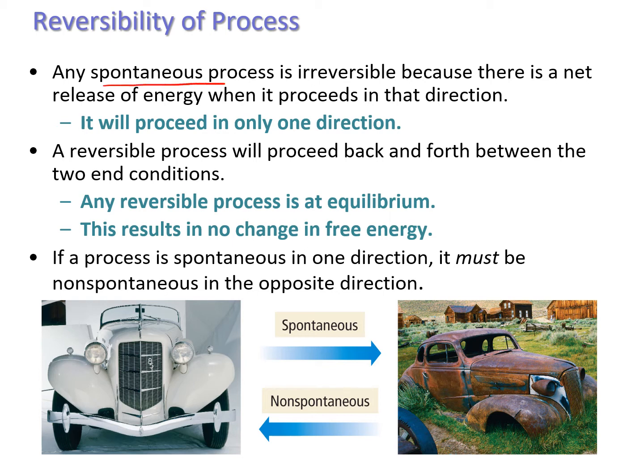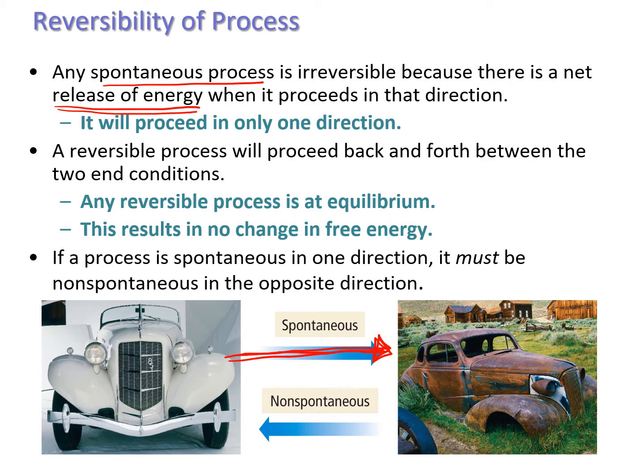So any spontaneous process is actually irreversible because there is a net release of energy when it proceeds in that direction. Let's say for example you have a car, it's a spontaneous reaction for it to rust, for it to react with oxygen and then form iron oxide or whatever other rust you're forming, because different metals react differently. But anyway, this formation of iron oxide overall releases energy. So because of that, it only goes in that one direction.